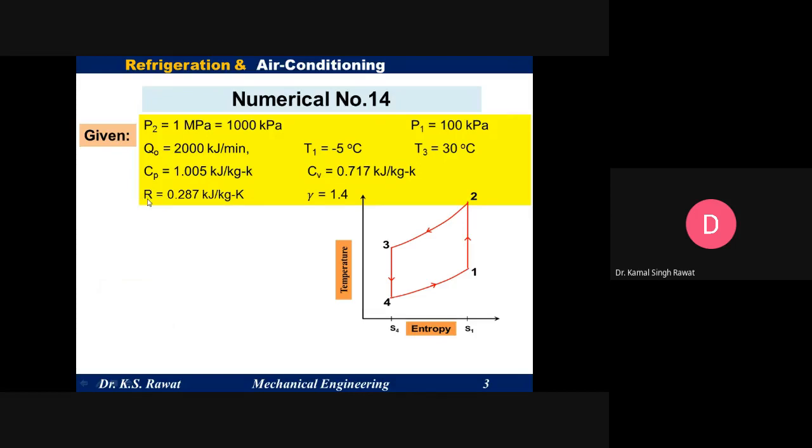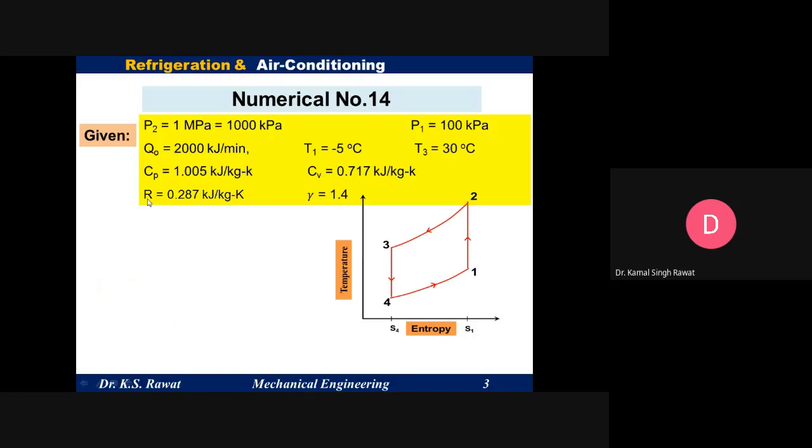ओके, सो पहला स्टेप क्या होगा? पहला स्टेप होगा कि जो ये टेम्परेचर गिवन है इनको हम केल्विन स्केल में कन्वर्ट करेंगे, क्योंकि हम गैस इक्वेशन लगाने वाले हैं जब टेम्परेचर कैलकुलेट करने के लिए. तो हम सबसे पहले हमको ये टेम्परेचर को केल्विन स्केल में कन्वर्ट करना पड़ेगा. सो सबसे पहले हम फर्स्ट T1 को कैलकुलेट करेंगे. T1 इज -5 डिग्री सेंटीग्रेड.